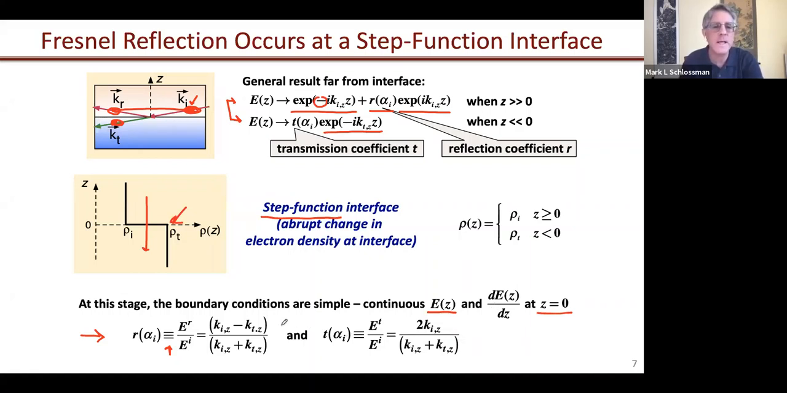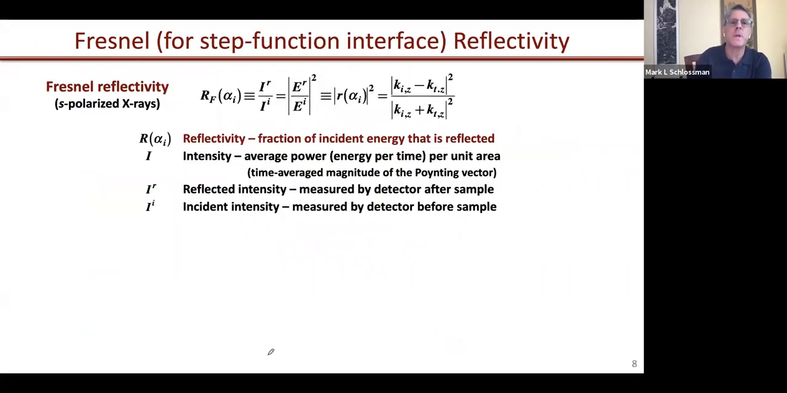And you can see, as we expect, because nothing else is around in our equations, that these reflection and transmission coefficients are entirely described by the Z components of the incident and, in this case, transmitted wave vectors. Then we get to what's called the reflectivity.